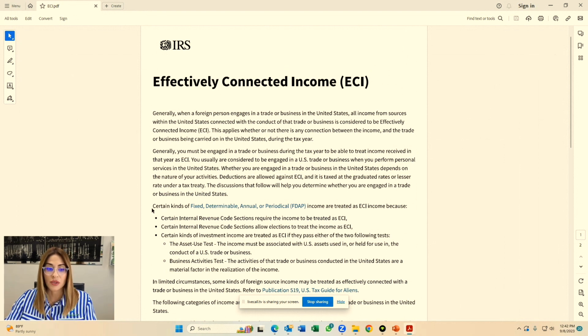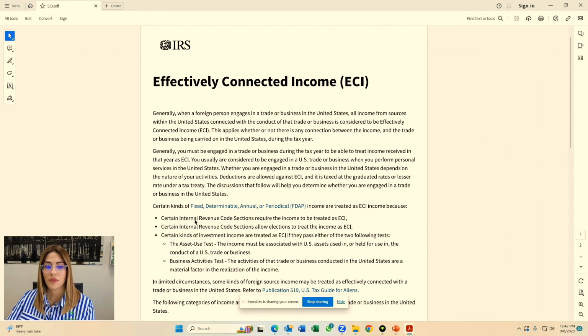Now the houses, right? So a lot of people invest in real estate and they're going to rent it. There are certain kinds of FDAP income that can be treated as ECI. And I think the most common one is rental income. Okay. Rental income by default is supposed to be FDAP, taxed at 30%, no expenses taken. However, you can elect to have it treated as ECI.